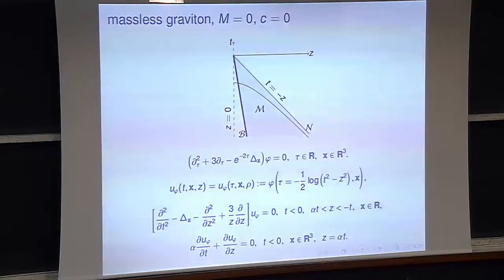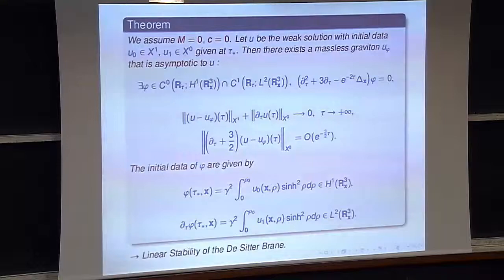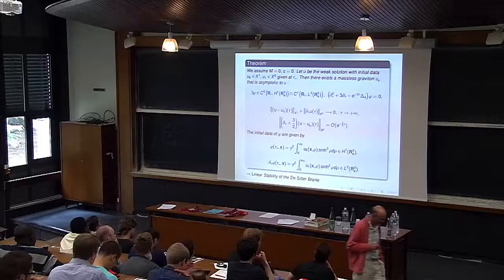Now, the main theorem of this part is the following. We consider the gravitational fluctuation, that's to say the mass is zero, the constant is zero. Then our weak solution of our initial Cauchy problem has the following properties. Asymptotically in time, the gravitational fluctuation is asymptotic to a massless graviton. That's to say the Kaluza-Klein tower decays. And the massless graviton, which is asymptotic, is explicitly recovered and known from the initial data. Conclusion, the two-sided brane is linearly stable. It's the first result on the linear stability for a moving brane.